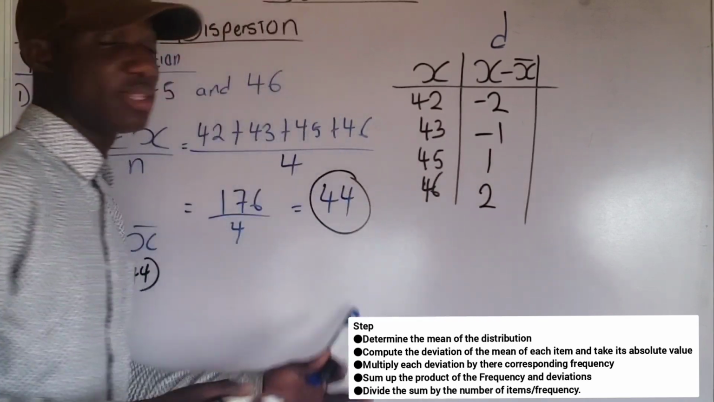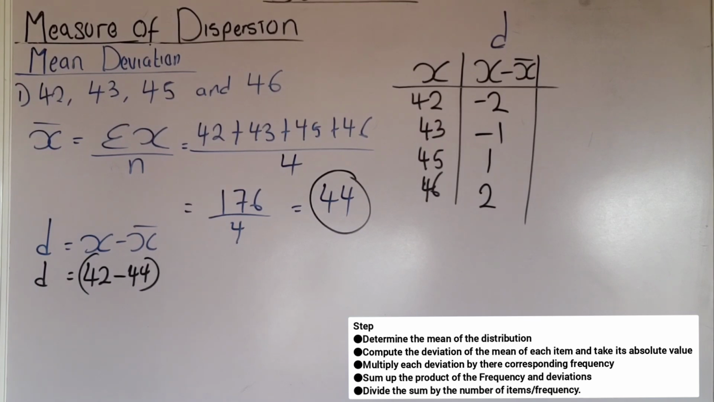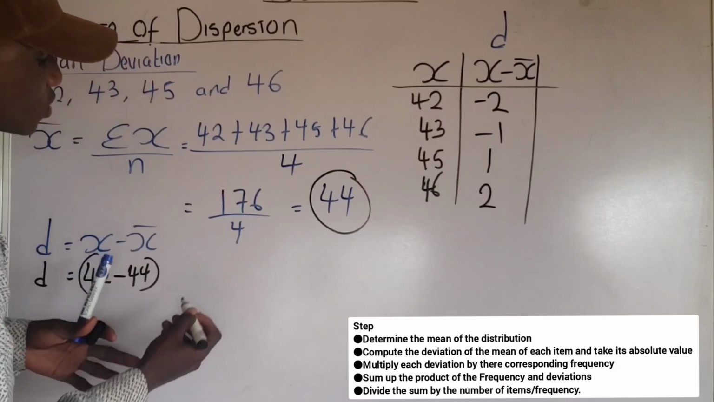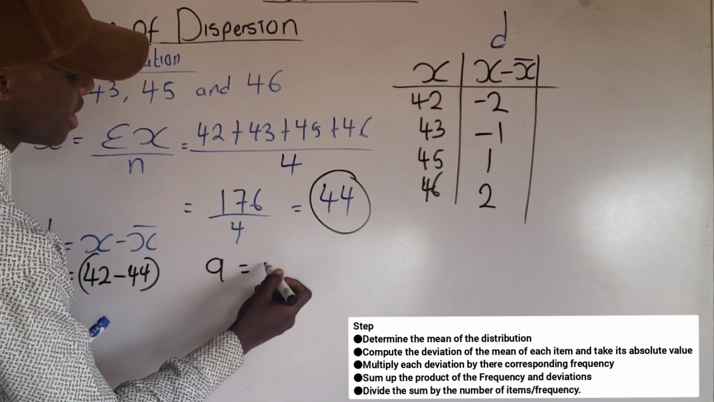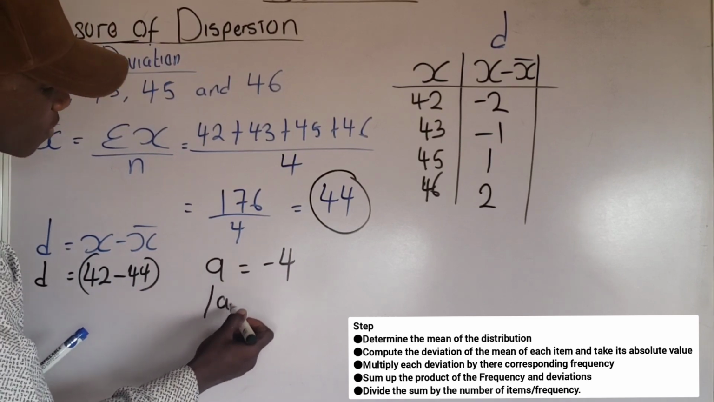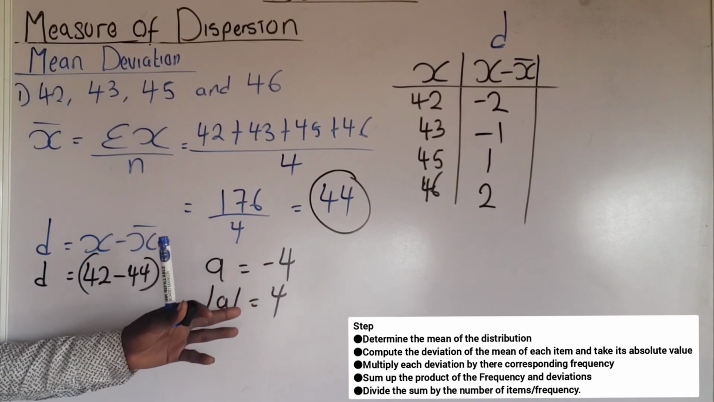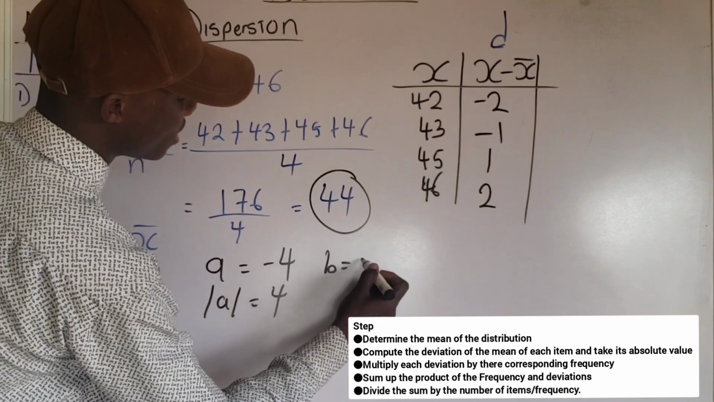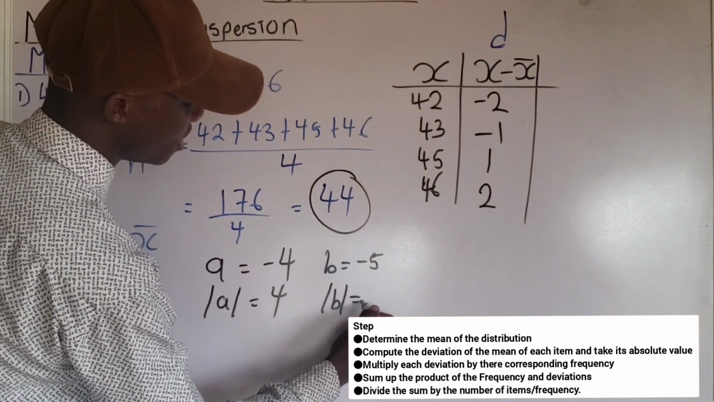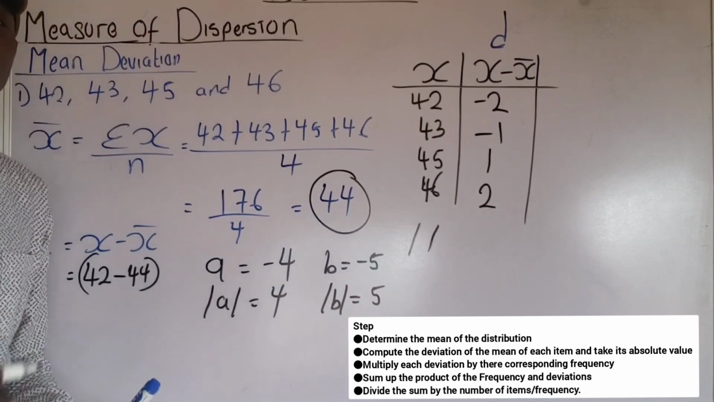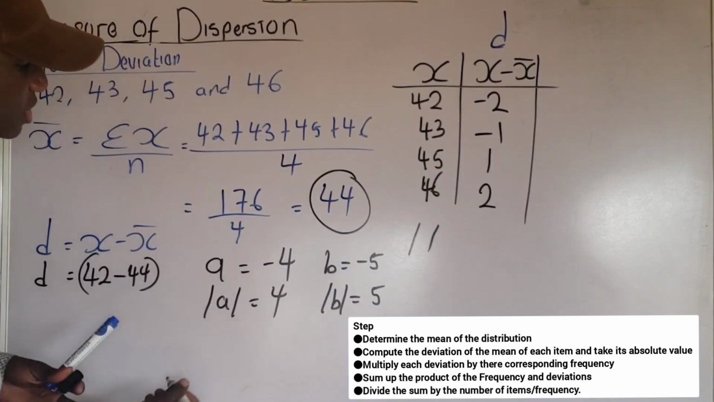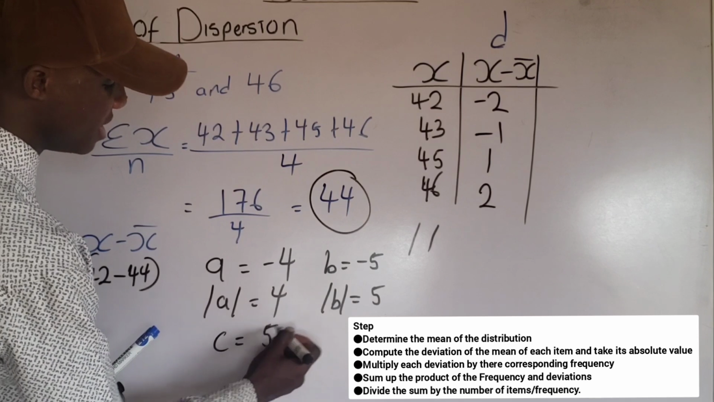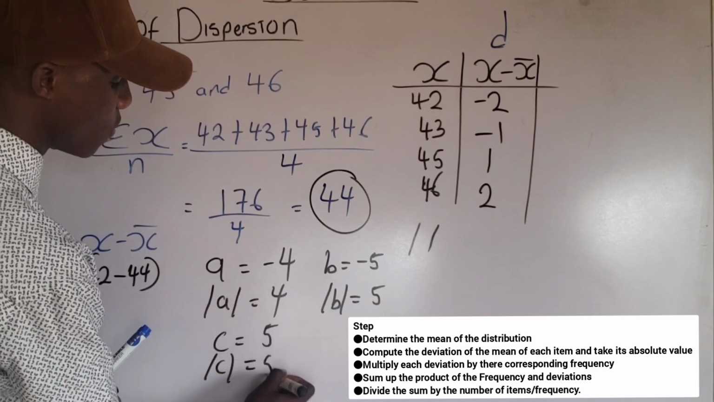You understand? So having taken the deviation, you have to take the absolute value of the deviation. Absolute value simply means neglecting the signs. For example, if A equals -4, the absolute value of A is 4. You are not going to consider the sign again. If B equals -5, the absolute value of B is 5. This sign that you see means absolute value. Now let's say we have a positive number. If C equals 5, the absolute value of C is still 5.